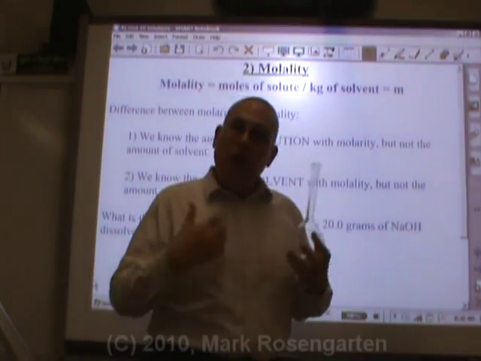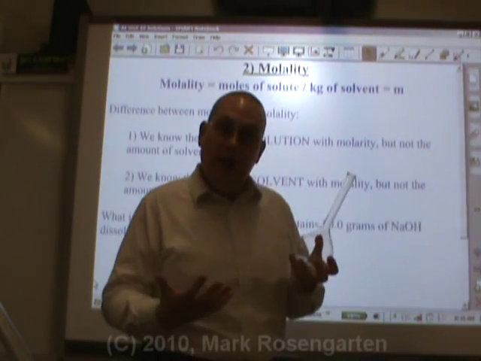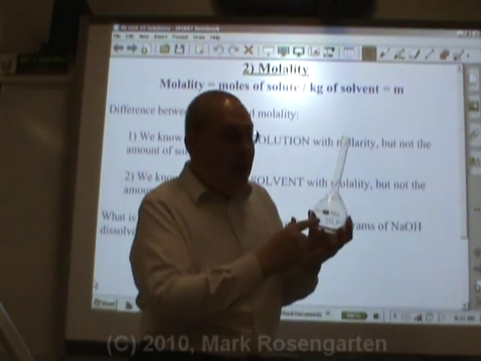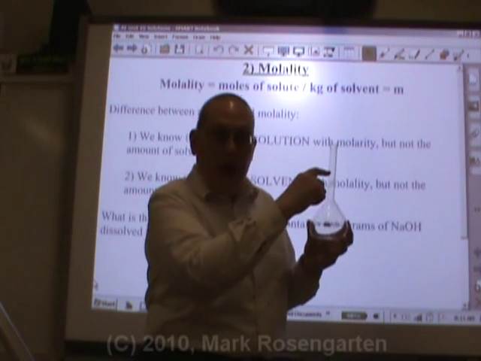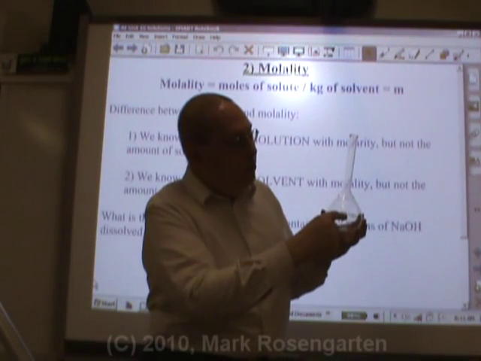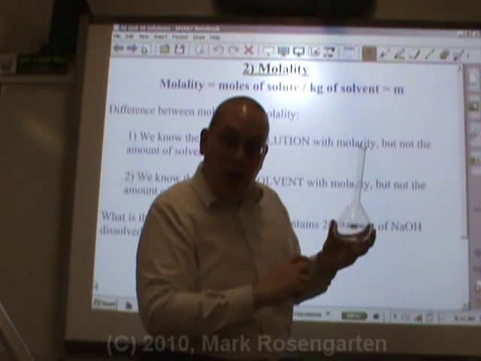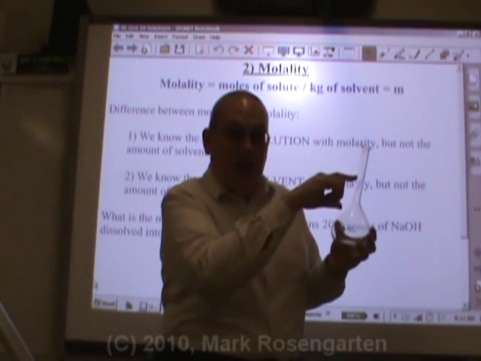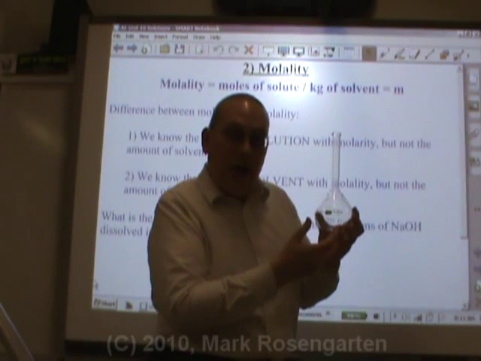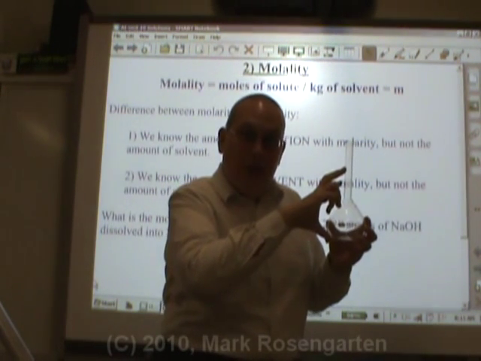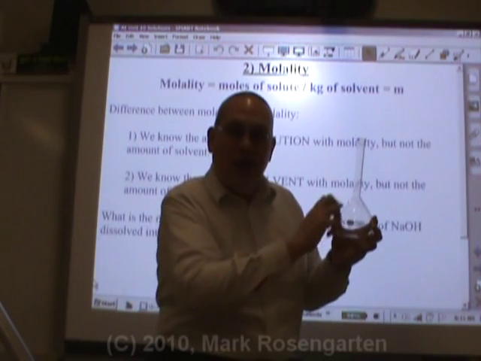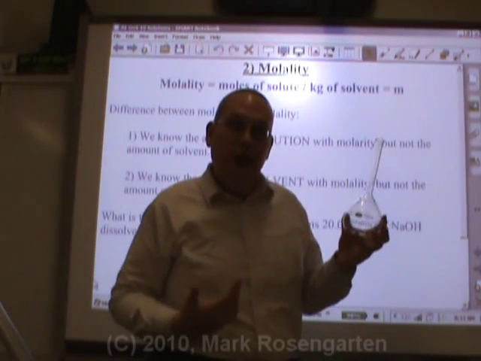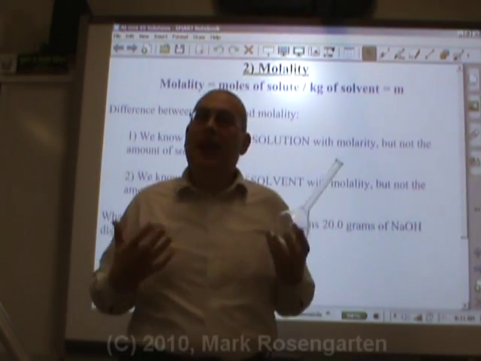Here's why. When you want to make a solution in terms of molarity, you put in the solute and then you fill the rest of the way with water. So the more solute you put in, the less room there is for water. So molarity has a variable amount of solvent in it. We know how much solute there is, we know the total volume of the solution, but we really don't know how much solvent, how much water we're putting into the solution. So molarity isn't really going to help us here.